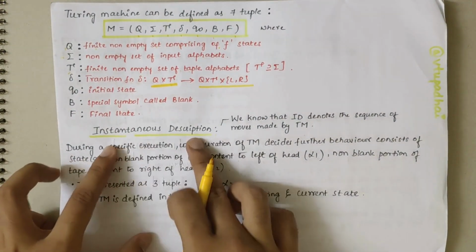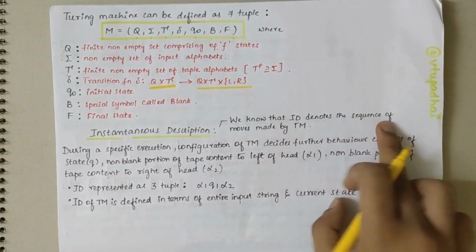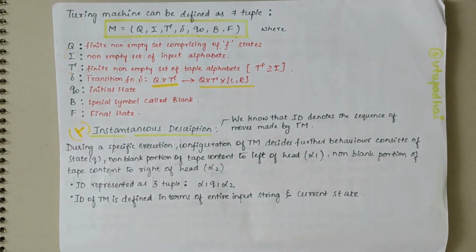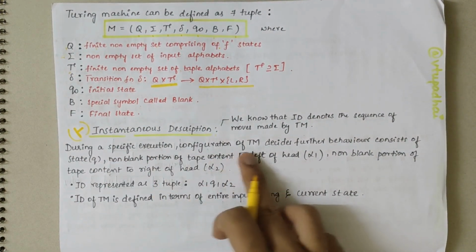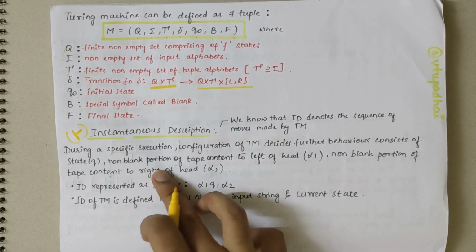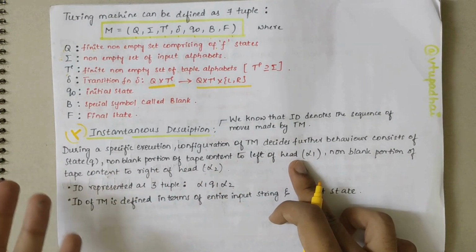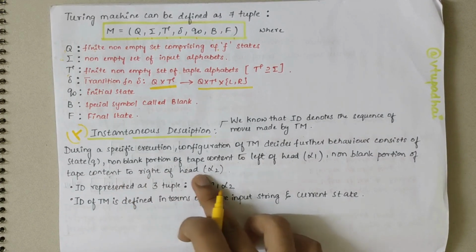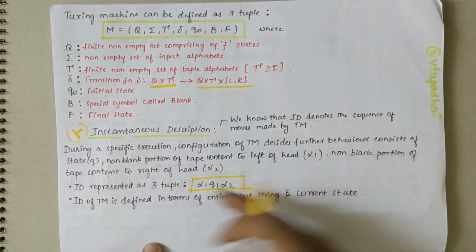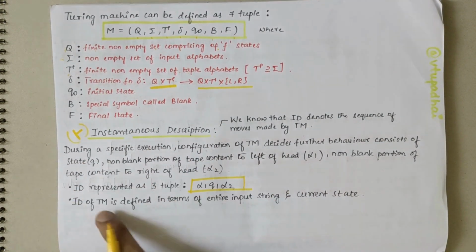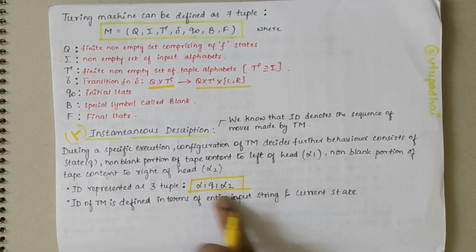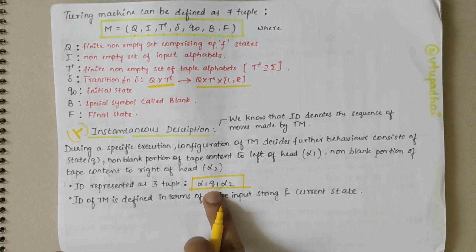Understanding what instantaneous description is: it denotes the sequence of moves made by a Turing machine. During a specific execution, the configuration of a Turing machine decides further behavior, which consists of the state, the non-blank portion of tape content to the left of the head, that is alpha 1, and the non-blank portion of tape content to the right of the head, that is alpha 2. It is represented in 3-tuple form, that is alpha 1, Q1 and alpha 2, Q1 being that particular state. So the instantaneous description of a Turing machine is defined in terms of the entire input string and the current state, here Q1.